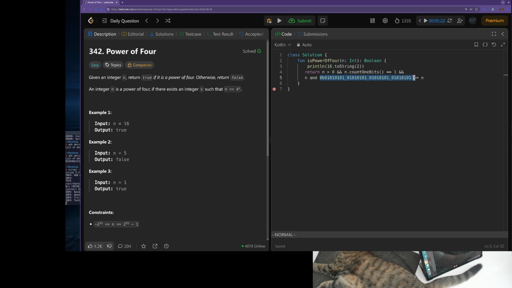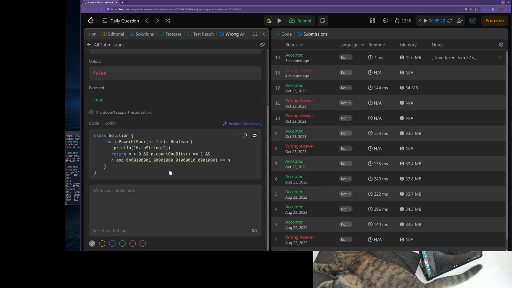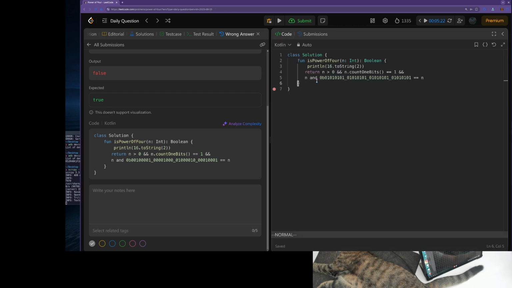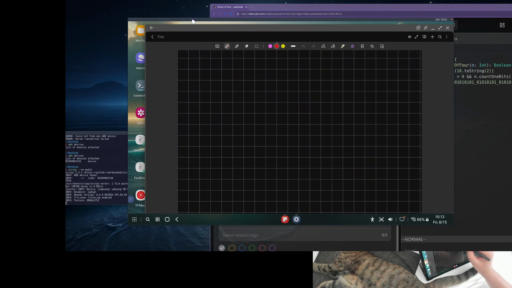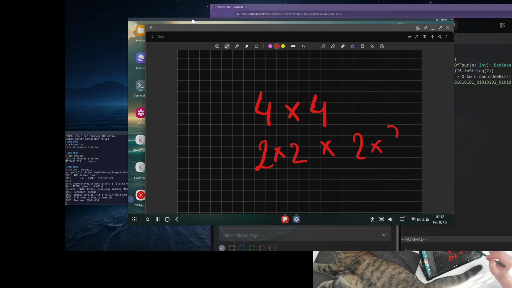then I tried to make this bitmask for all powers of 4, and I had difficulty reasoning about it, like how many zeros we should have between each one. So basically, when we're doing the power of 4, we're multiplying 4 by 4, and this is like 2 times 2 times 2 times 2.